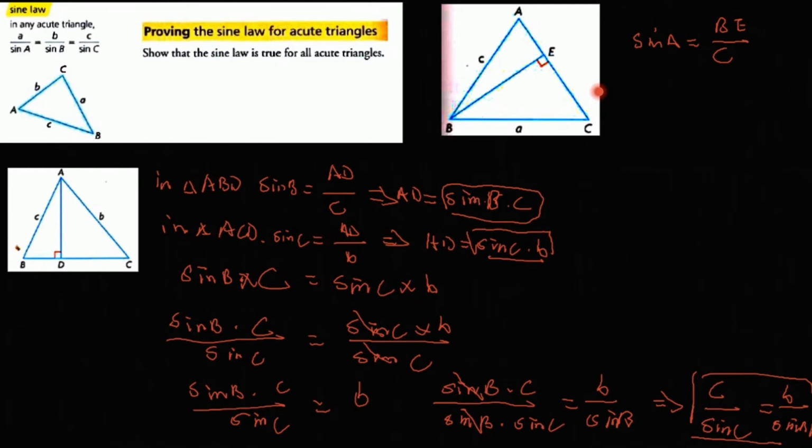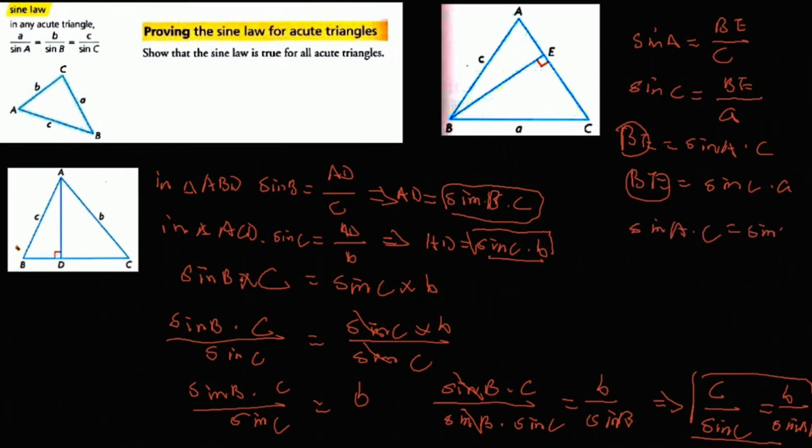In another triangle, BCE, sin C equals BE divided by a. BE is the opposite side to the angle C, and a is the hypotenuse. For sin A, the first one, BE equals sin A times c, and the second one, BE equals sin C times a. So BE equals BE, right? Sin A times c equals sin C times a.